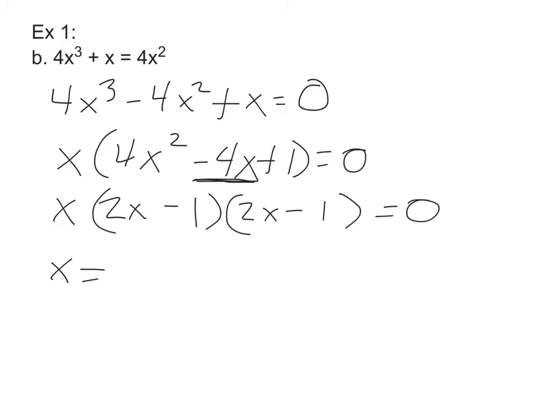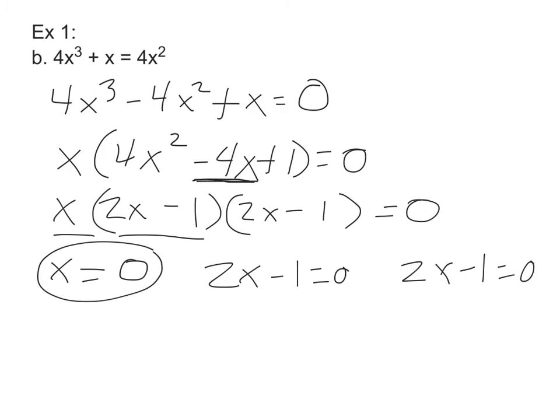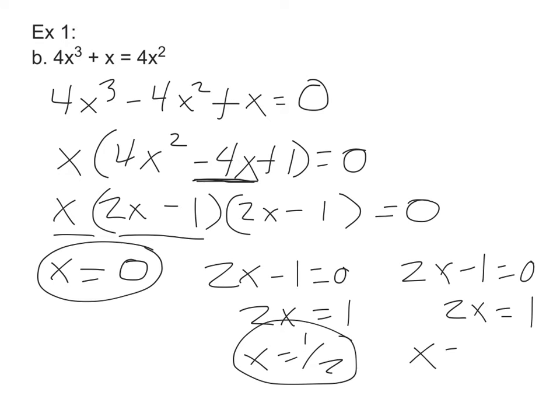Lastly, set all of these equal to 0. So I have x is equal to 0, 2x minus 1 is equal to 0, and 2x minus 1 is equal to 0. One root, or one solution, is 0. We could add 1 to both sides to get 2x equals 1. Notice these two are going to be the exact same, so we have x is equal to 1/2, and then x is equal to 1/2 as well. So in this case, we really have two solutions. We have 0, and we also have 1/2. This will be a lead-in to what we call multiplicity in the next example.